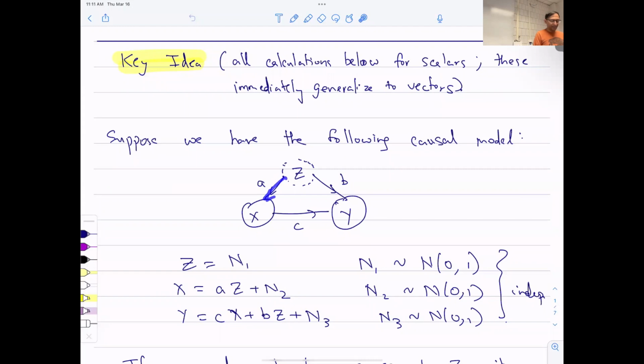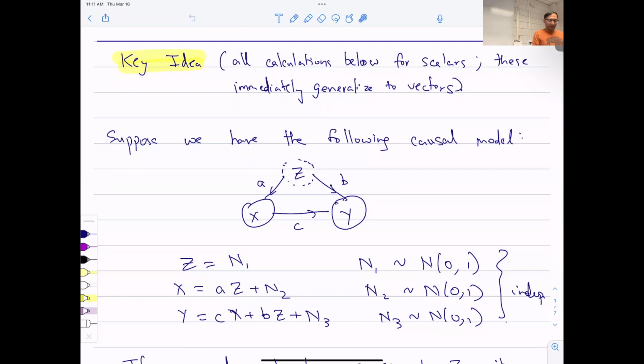X is A times Z plus N, some independent noise. And Y is some linear transformation of X and Z, so C times X plus B times Z plus some independent Gaussian noise. All the noise variables are zero mean unit variance. They're all mutually independent. And everything is scalar here. The model is clear, right?